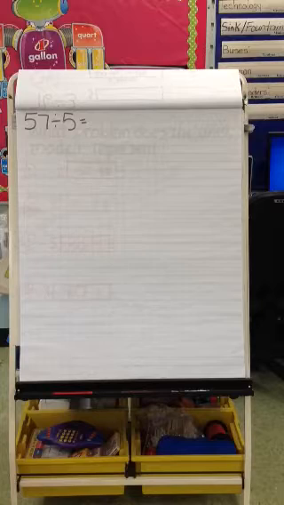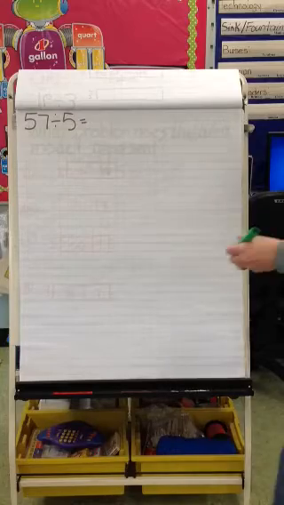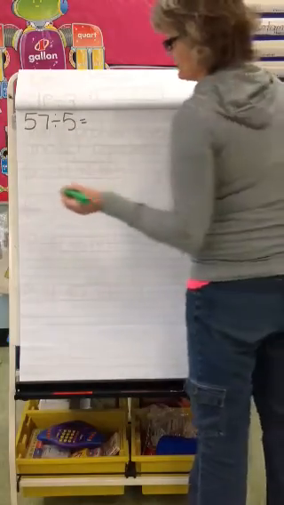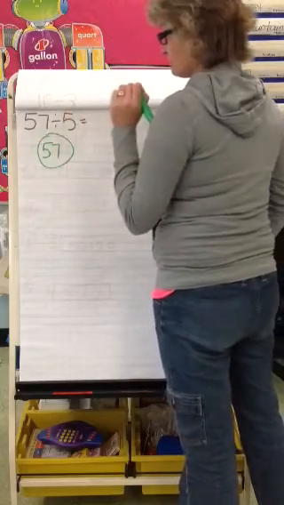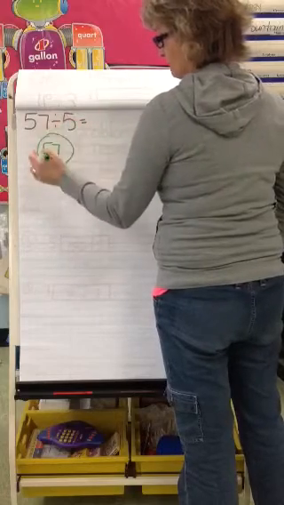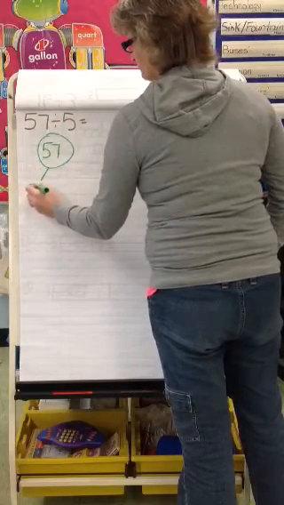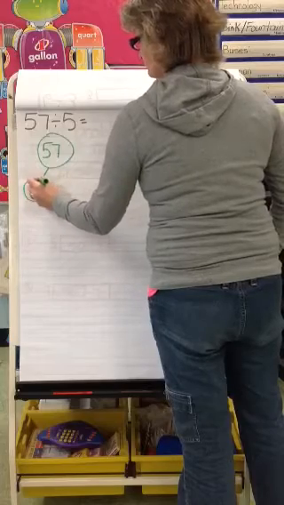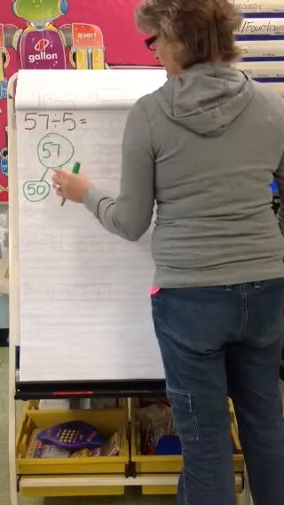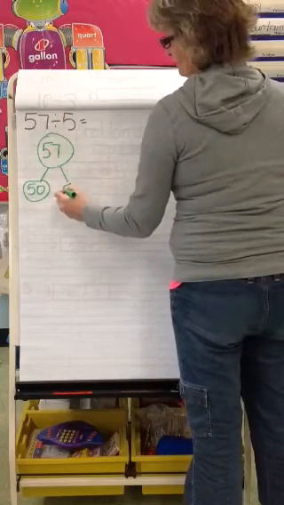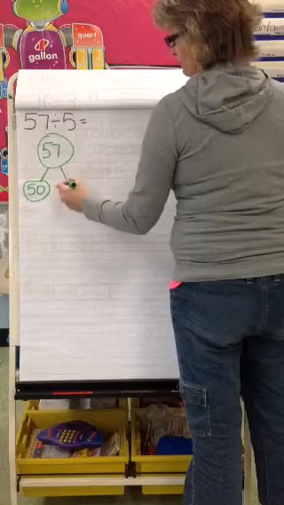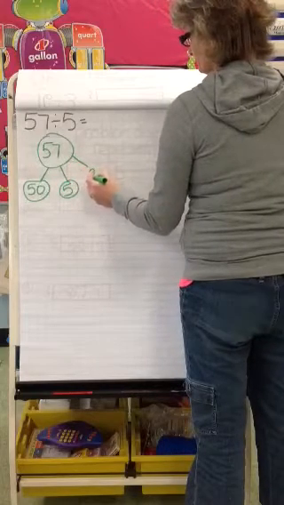Okay, 57 divided by 5. I'll walk through this one with you so that you can see my thinking. Okay, I'm going to start with a number bond. 57. Okay, what's the largest group of 10s I can get out? I'm dividing by 5. I can take 50 out. Okay, now I still have 7. Well, I'm dividing by 5. I know one group of 5 will come out. I have 2 left over.